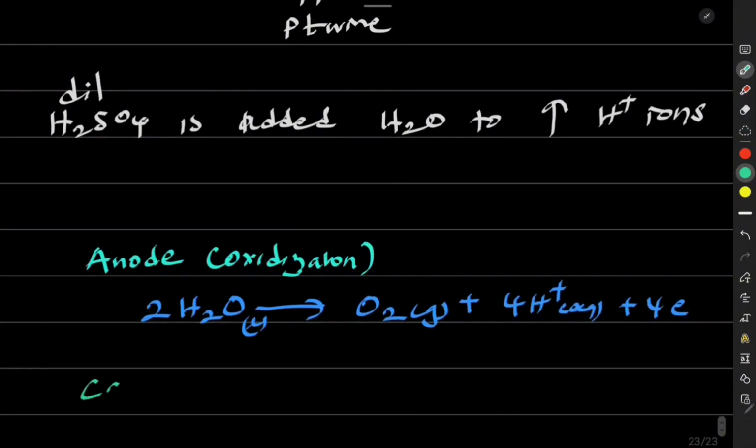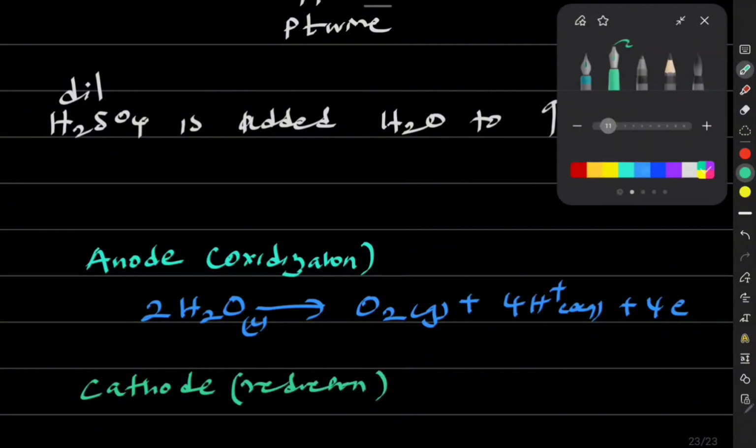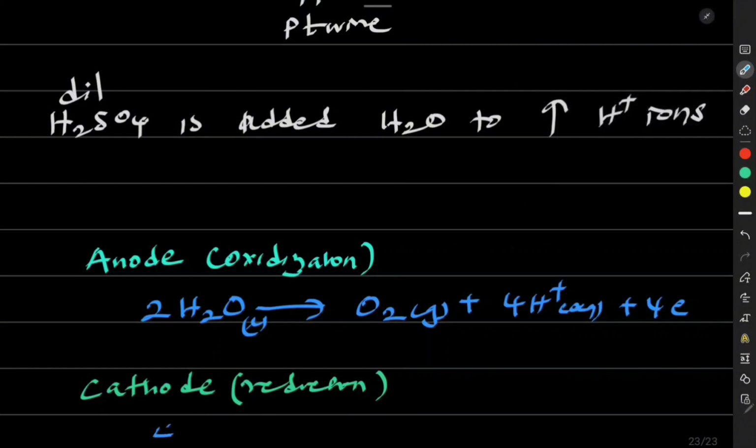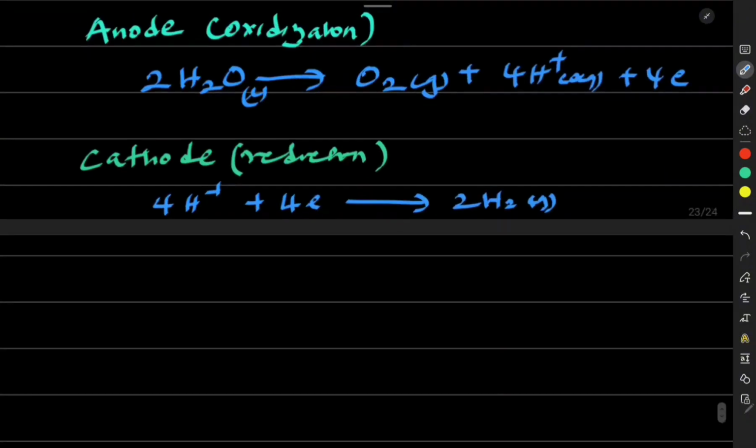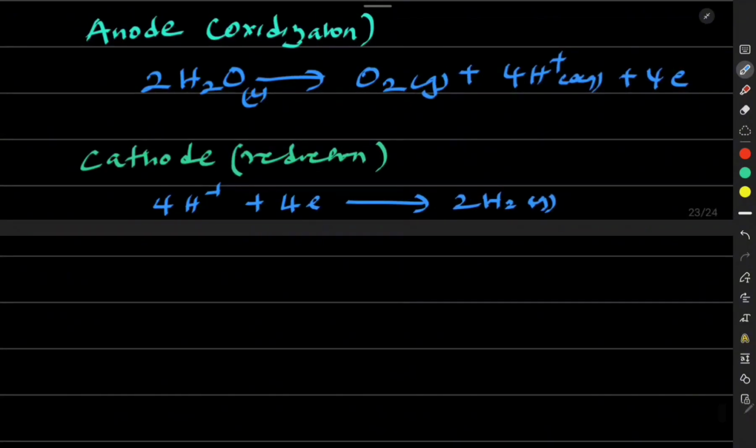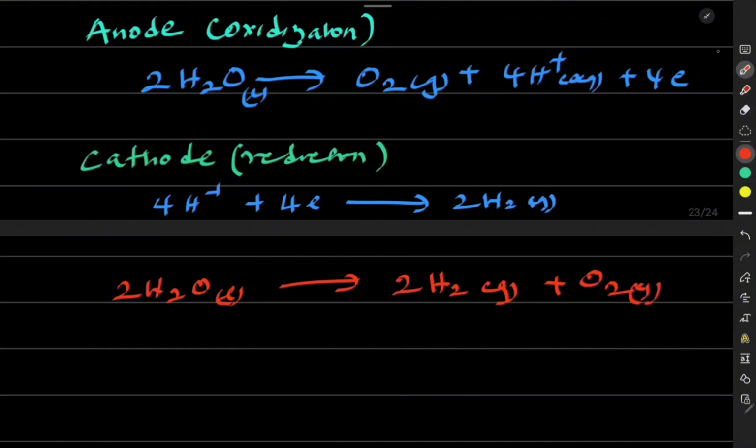And at the cathode, the reduction reaction occurs. 4H plus and 4 electrons form 2H2 gas. If you consider the overall reaction, 2H2O liquid forms 2H2 gas plus O2 gas.